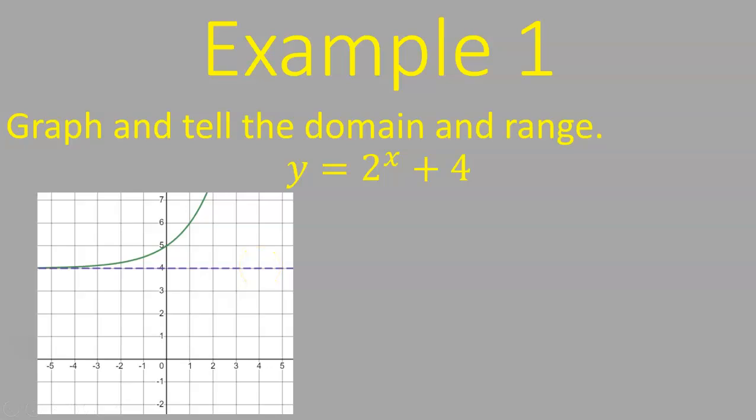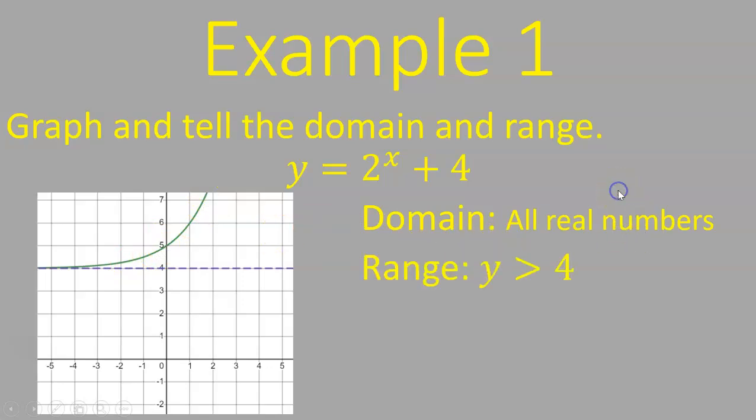Now, domain and range. Remember, domain is all values going left to right, and range is all values going down to up. Well, the domain's all real numbers. It goes left forever. Remember, it's getting close to that purple line, and it's going to continue to get closer and closer to that purple line forever to the left. And also, though it's more going up, it's still going to the right. So it's going to go left forever, right forever. We call that all real numbers.